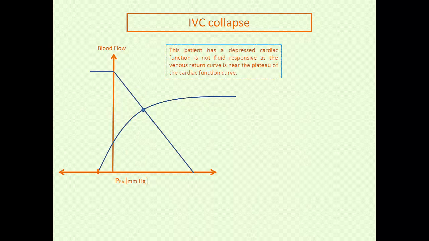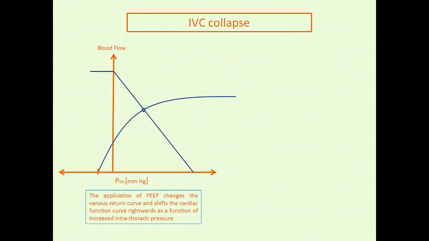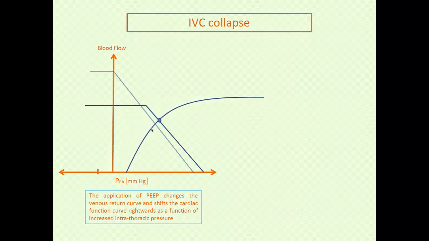Depressed cardiac function, very near the plateau, is just what I said. So what happens when I apply PEEP? Well, it changes the venous return curve, as we've seen. It shifts the cardiac function curve rightward as a function of the increase in intrathoracic pressure. It shifts the venous return curve rightward by increasing the mean systemic filling pressure, and then it increases this Pcrit, which is the critical collapsing pressure. And so instead of collapsing at atmospheric pressure, it's now maybe collapsing at, pick a number, 3, 4, 5, 6 centimeters or millimeters of mercury. So it's making IVC collapse much more likely. So remember, the baseline state of this patient is volume non-responsive. This is a patient you do not want to give fluid to.